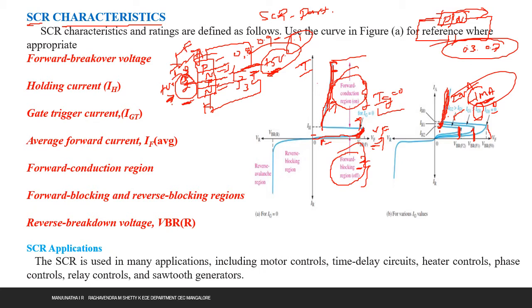Now we can also see one more parameter, holding current. This is IH0, IH1 and IH2. We'll move on to the reverse biased region. I'll discuss what holding current is later.